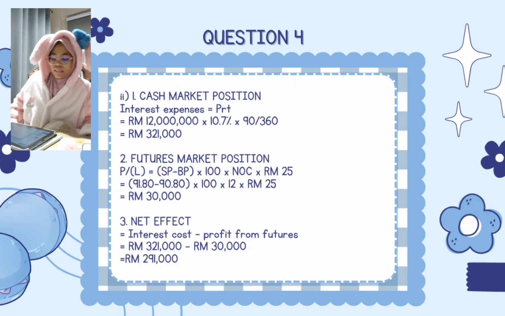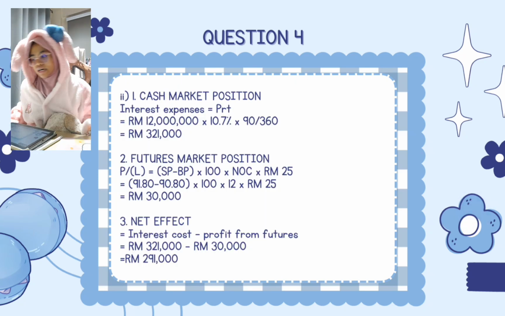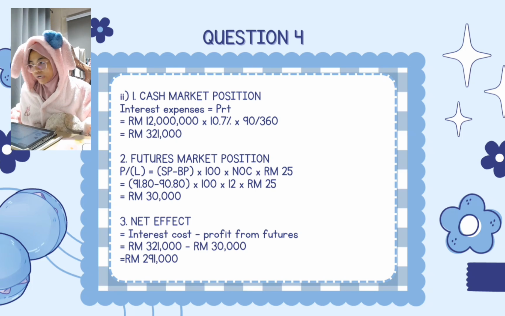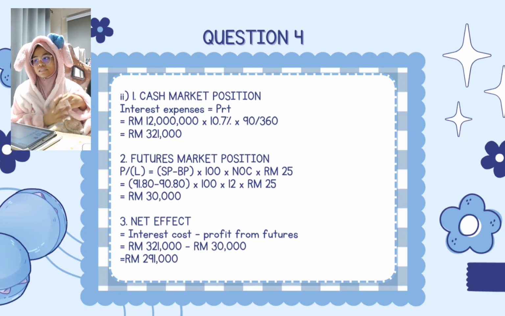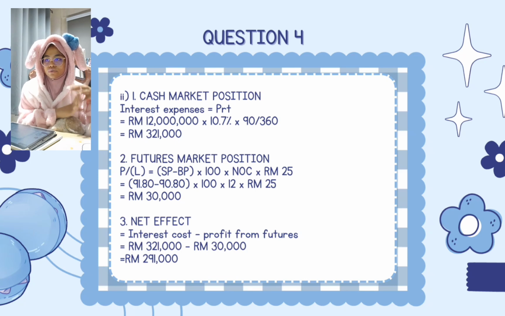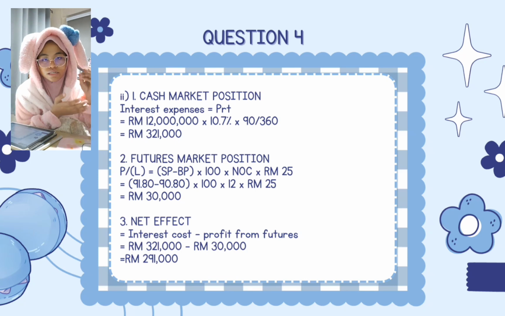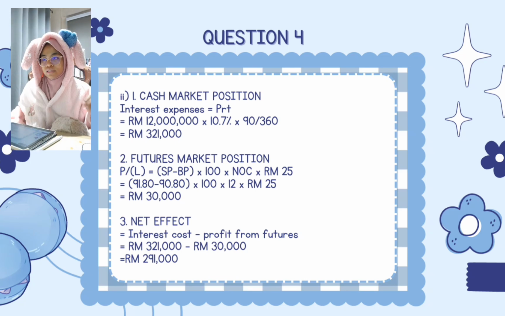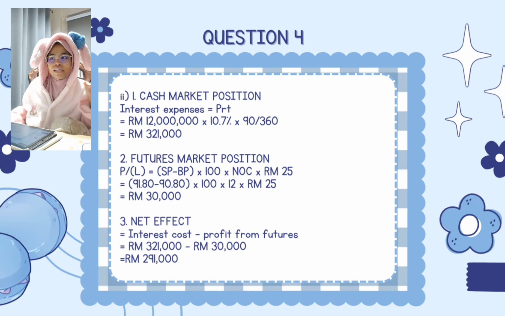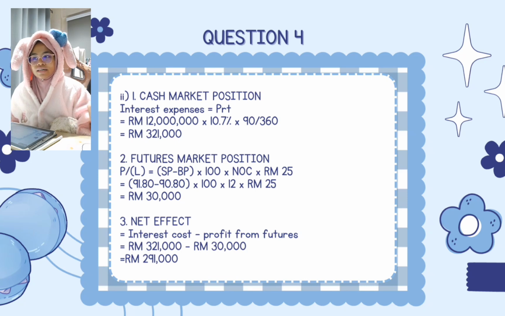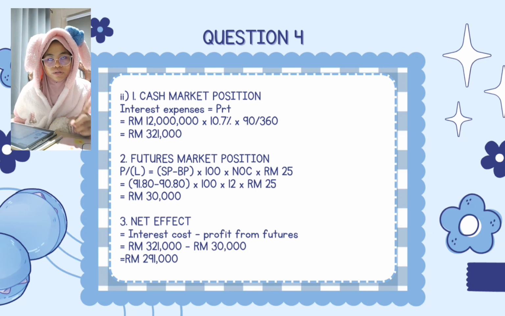And the T is 90 per 360. Why 90 per 360? Because this is 3-month KLIBOR. So the T is 90 per 360. Okay, so just multiply by the principal and you get RM 321,000.